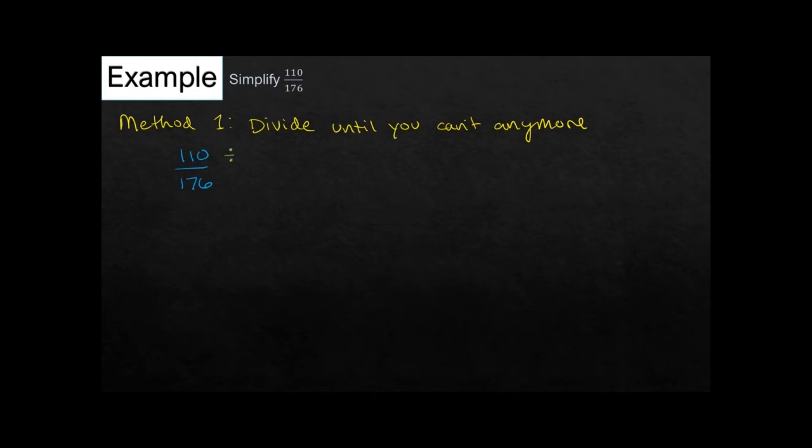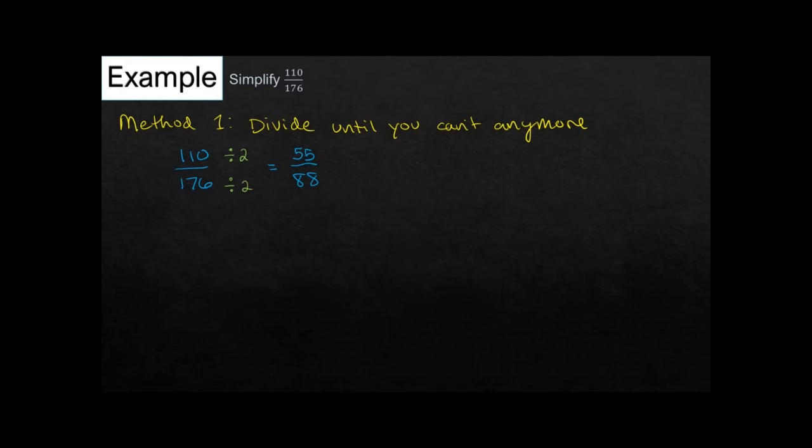When we reduce, we're dividing the top and the bottom by 2. So you don't want to just write the divide by 2 once. You need to write it twice, because we're doing both the top and the bottom. This also helps you double check yourself. Then on my calculator, I have 110 divided by 2, and that gives me 55. And then 176 divided by 2 gives me 88.